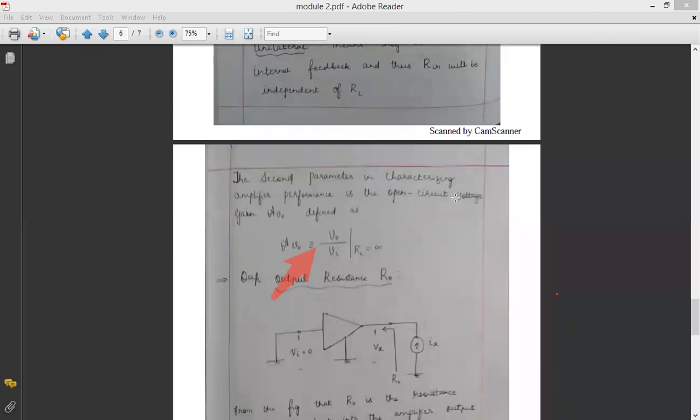Mark here: this is open circuit voltage gain, AV naught. First parameter is Rin, second parameter is open circuit voltage gain, AV naught.